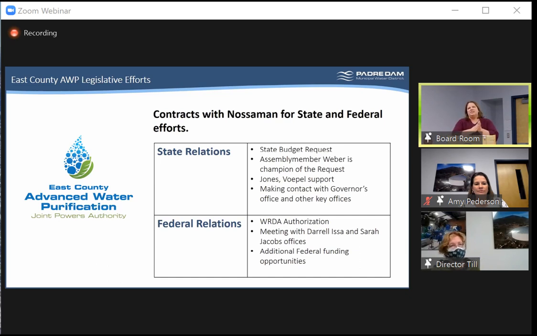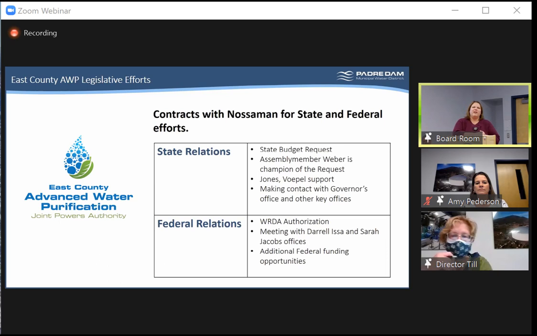Under the state relations, we have been moving forward with a state budget request. And I'm very happy and excited to share that Assemblymember Weber is going to be the champion of that state budget request. We do have support from Senator Jones and Assemblyman Vopel as well, but she is going to be the champion of that request, which is fantastic. And so we're working on the next steps for that particular effort.